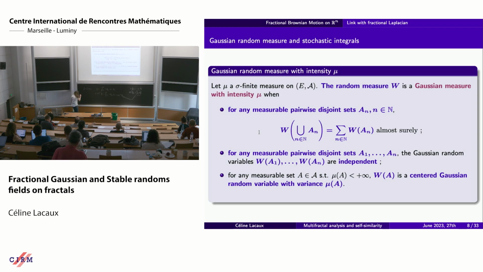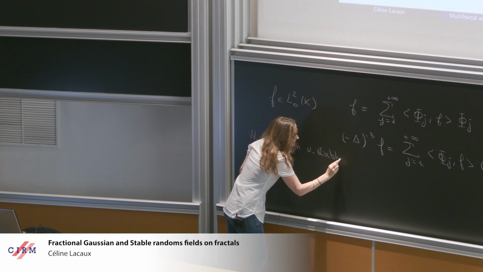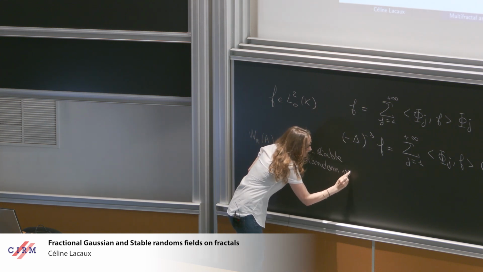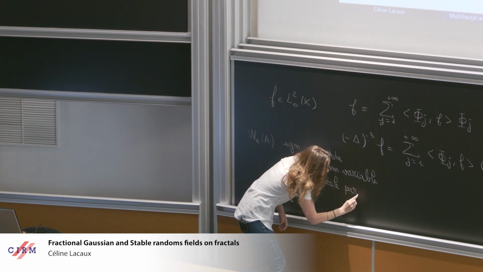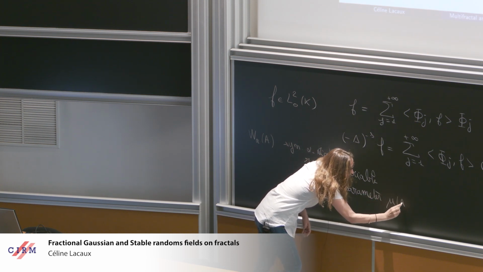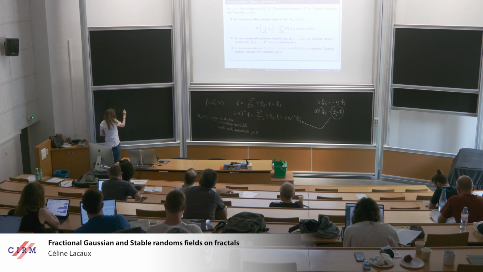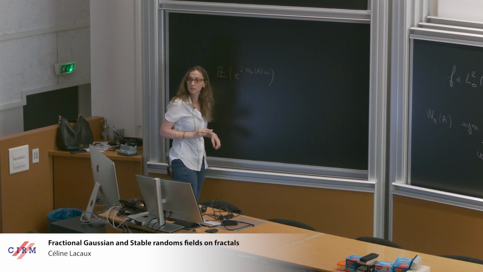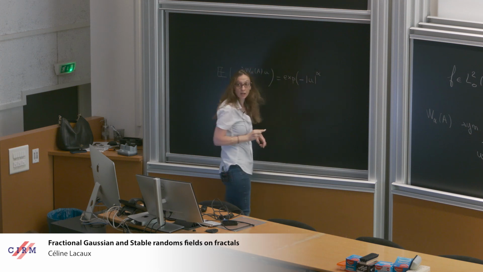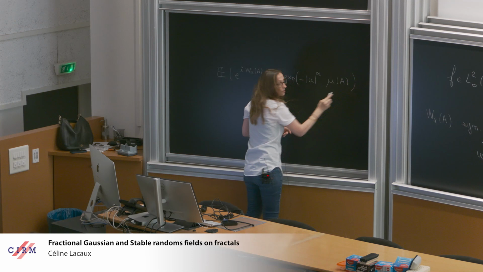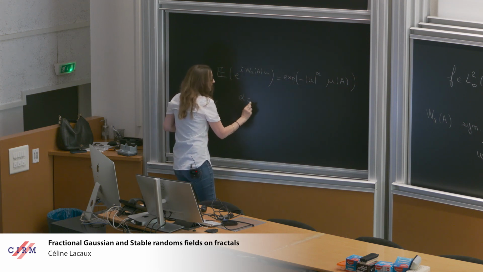I just ask that W alpha of A is a symmetric alpha stable random variable with scale parameter mu of A. That means that if you look at the characteristic function of W alpha applied to A, it will be equal to the exponential of minus the modulus of u to the power alpha times mu of A. So the difference is that the Gaussian case corresponds to alpha equal to 2.